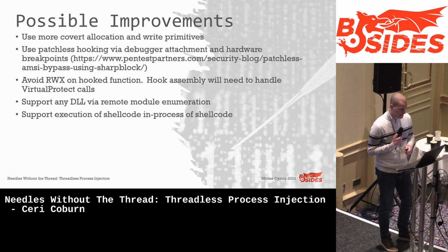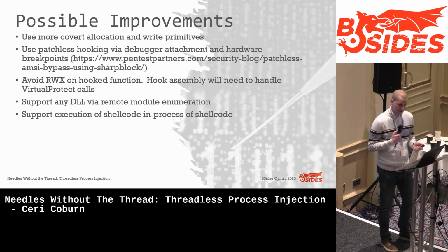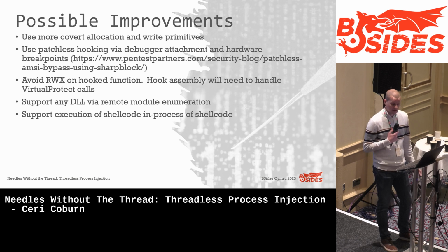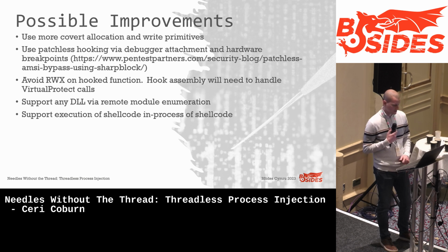Support more DLLs. The POC itself, like I said, will only target DLLs that are traditionally already loaded in all processes, so kernel32, kernelbase, ntdll, and it calculates the address based on that. But using that technique for all DLLs is not going to work because they potentially have different base addresses. So there's an improvement that could potentially be made there, where it remotely enumerates the loaded modules in your target process.